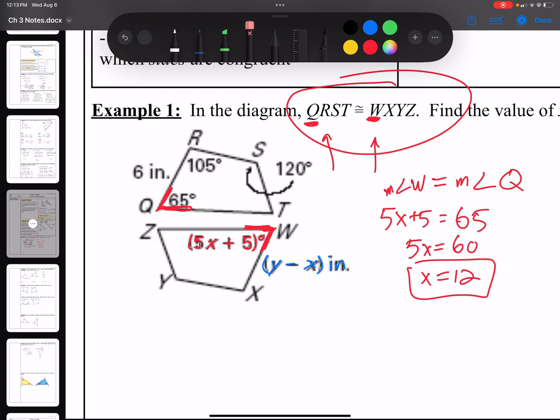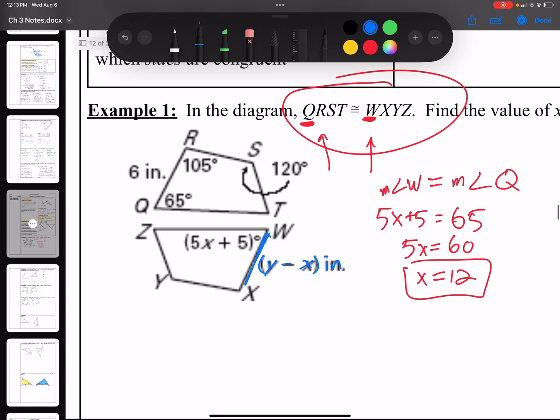So let me erase this so we can see this a little bit clearer. What side is that attached to? WX. If we look at the congruent statement, the first two letters are the pair of letters for a side. The first two letters here are QR. So according to the congruent statement, I know that WX has to equal QR because they're both the first two letters. So I know that y minus x has to equal QR, which is 6.